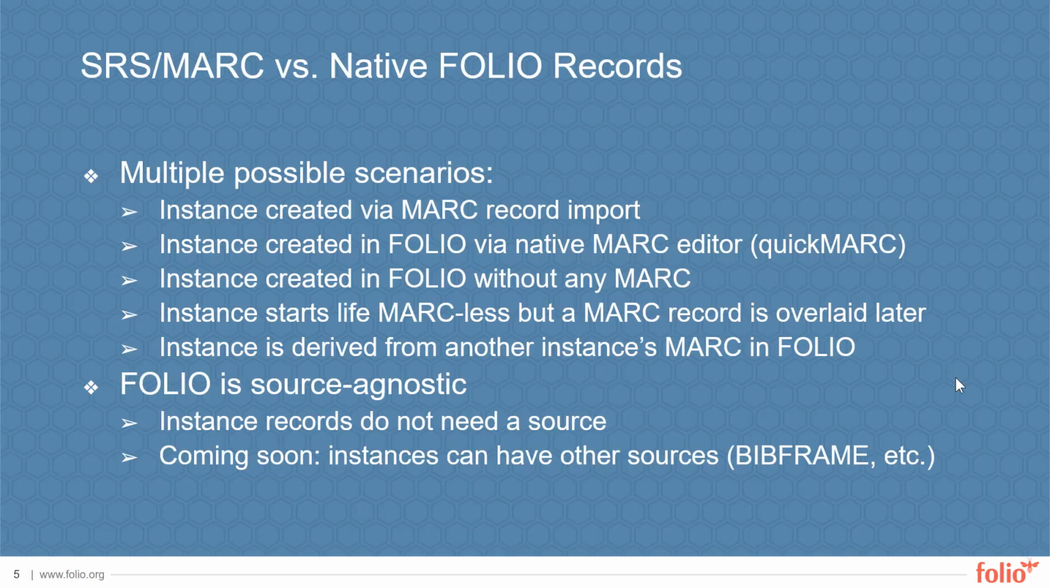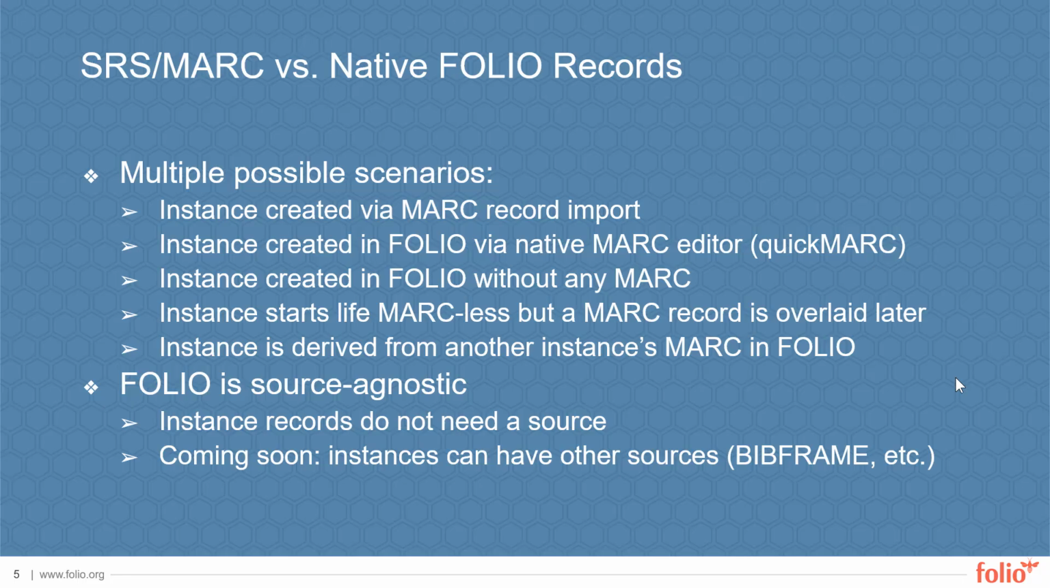FOLIO records can be created in many ways with or without any MARC involved. As mentioned previously, you can import MARC records into FOLIO, which then live in source record storage. Alternatively, you can create a record without any source, which has the advantage of not requiring any MARC knowledge. Records created without MARC can have MARC overlaid later, but this is optional.